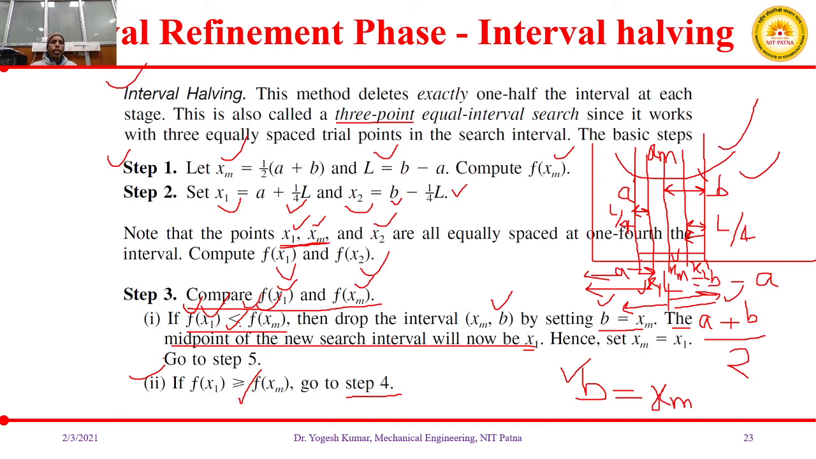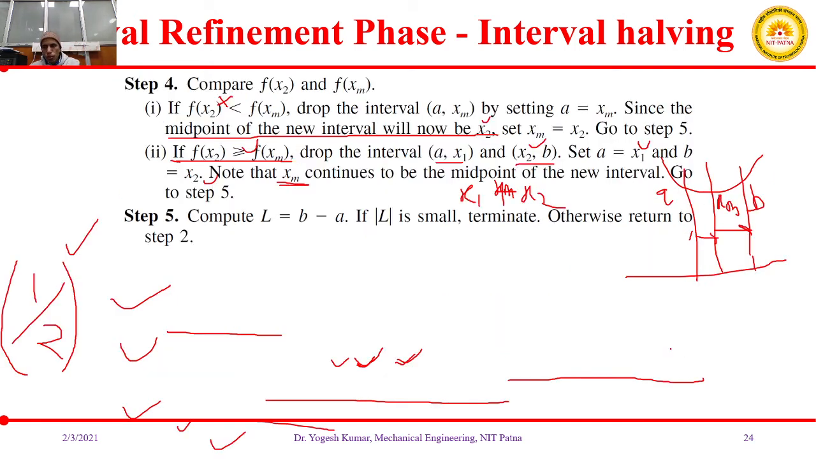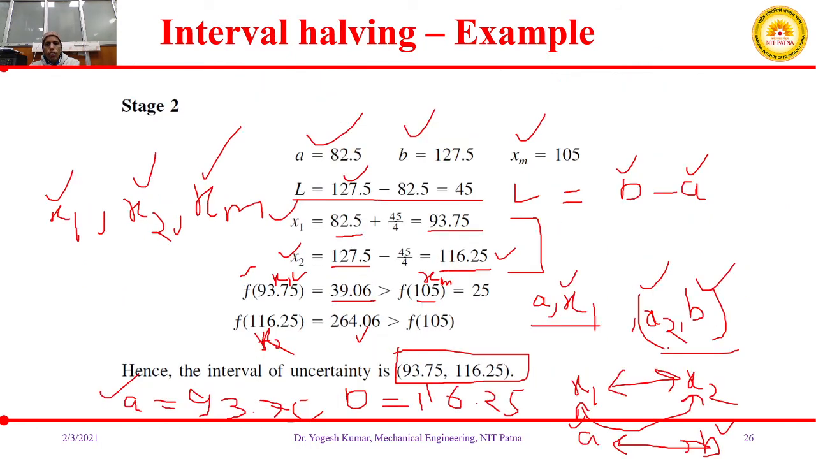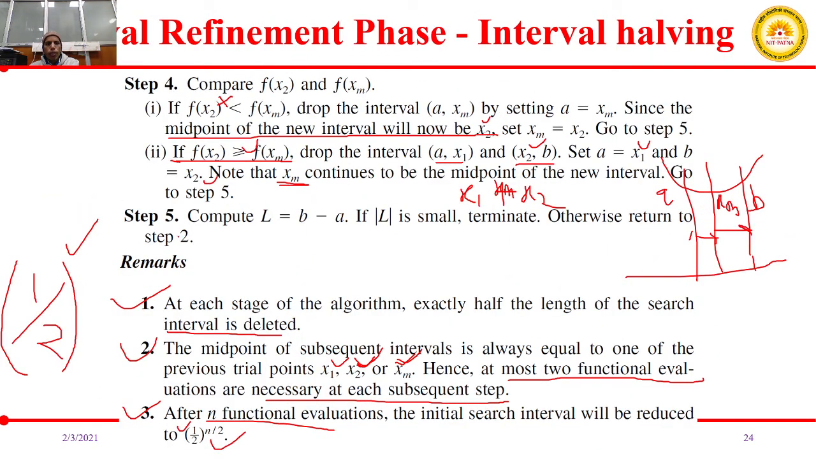fx1 is less than xm. So this first condition is satisfied. So now what we will do? We will eliminate the other side, that is the xm and p, and we will go to step 5.